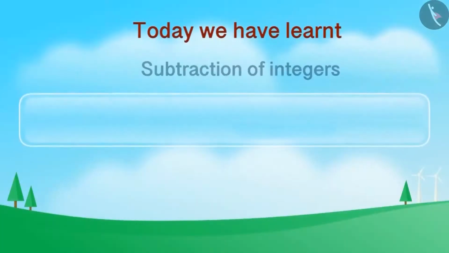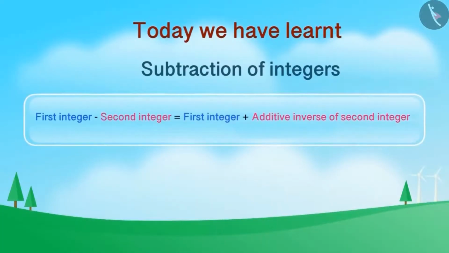Today, we have learnt that whenever we need to subtract one integer from another integer, we need to add the additive inverse of the integer that is being subtracted to the first integer.